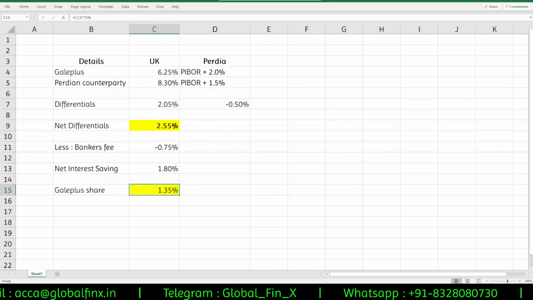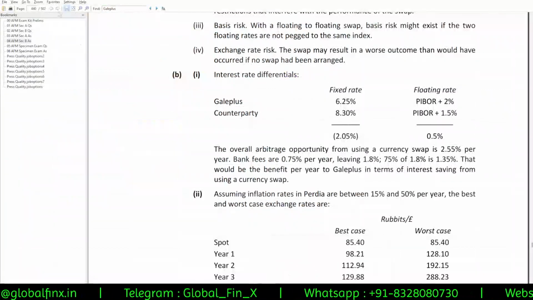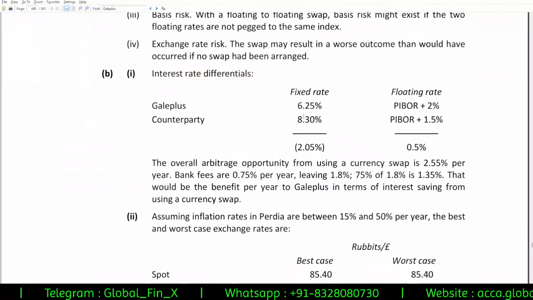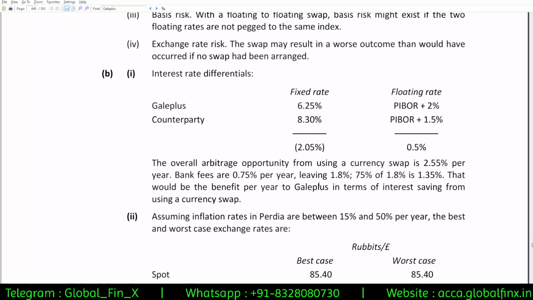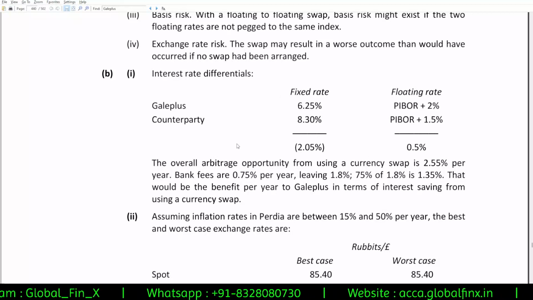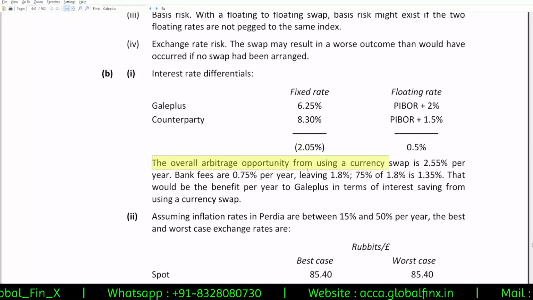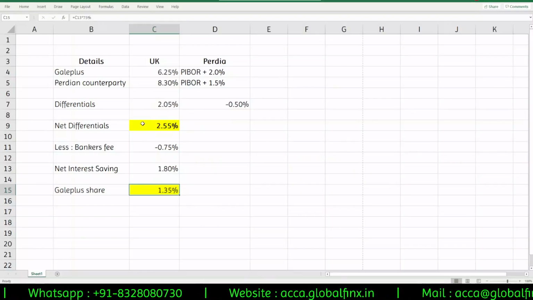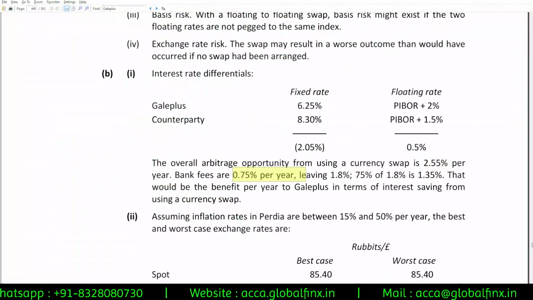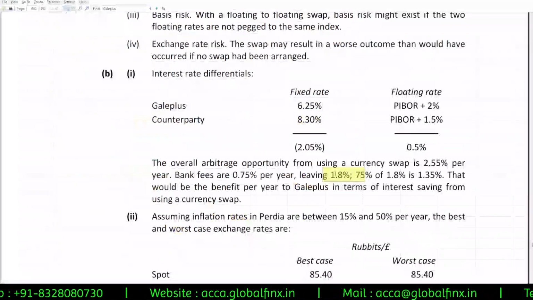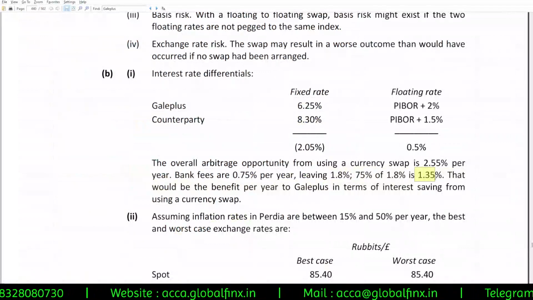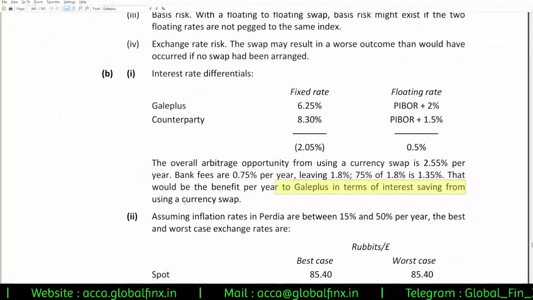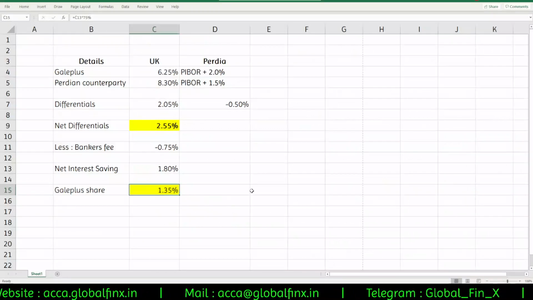Okay. So we can quickly check the answer for this in case somebody is looking for that. So yeah, here you are. Interest rate differentials 6.25, 8.3, that is 2.05. Don't look into the symbols, guys. You just need to understand the net impact. That's all. 2.05 and 0.5. So the overall arbitrage opportunity would be 2.55%, of which 0.75 per year, leaving 1.8, of which 75% is 1.35. That would be the benefit per year to Galeplus in terms of interest savings using the currency swap here, right?